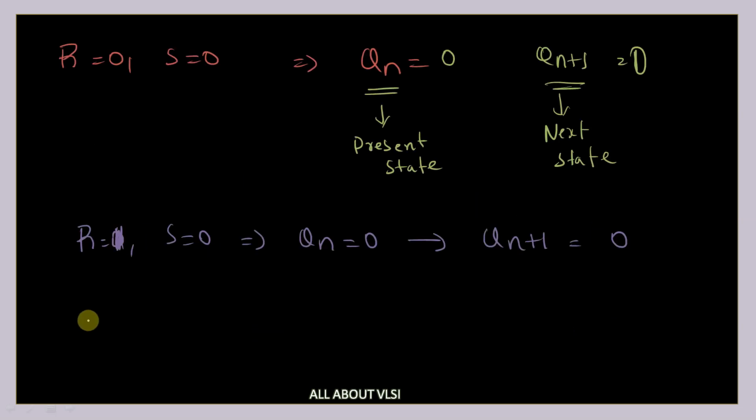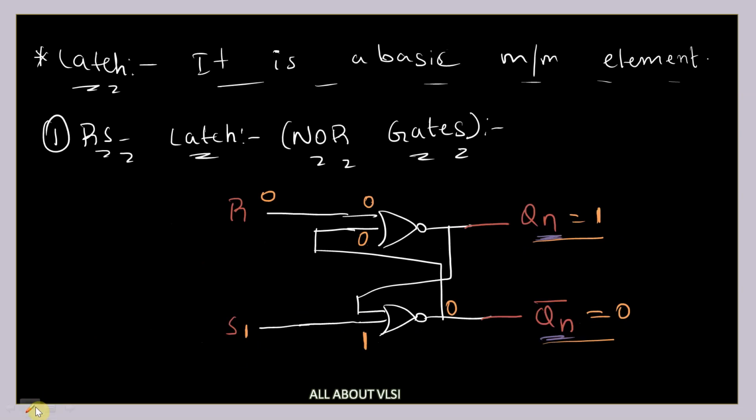I will write down here. So R is equal to 0 and S is equal to 1. And what is the present state we have taken? Qn is equal to 0. Then our next state is simply Qn plus 1 is equal to 1. Okay, so this is one condition we have seen.